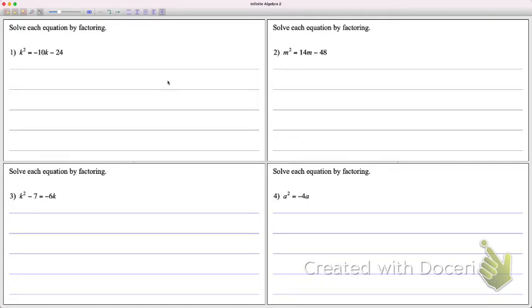So we're solving equations by factoring. Review of what we did at the end of the year last year, and a little bit the year before. So we've got to factor. First thing you have to remember when you factor is it has to be set equal to what? Zero.